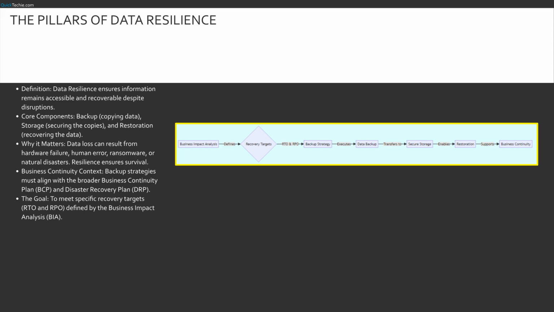This flowchart visualizes the dependency chain. We start on the left with the Business Impact Analysis, BIA. You cannot build a strategy without knowing what is critical. The BIA defines your recovery targets, specifically RTO and RPO. These targets dictate your backup strategy. If you need low data loss, you back up frequently. This strategy executes the actual data backup, which moves data to secure storage. Ultimately, this storage enables restoration, which supports the final goal: business continuity. Notice how it's a linear dependency. If the BIA is wrong, the restoration will fail to meet business needs.